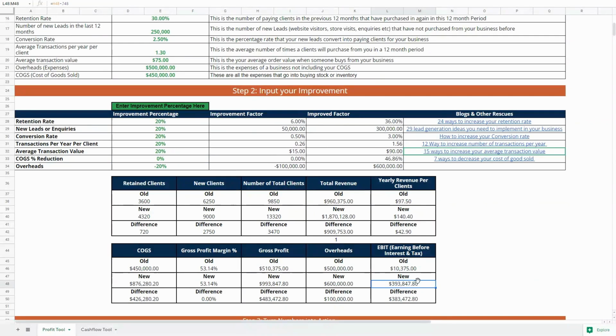Once you've done this, you can plan out your business, see which areas you want to focus on, and put KPIs in place for that business.